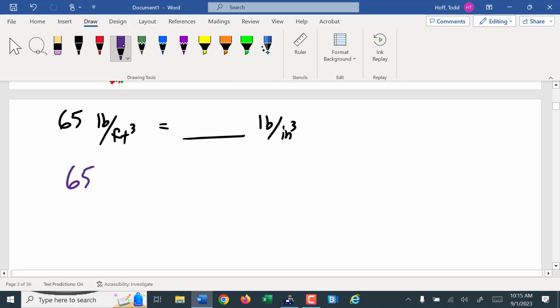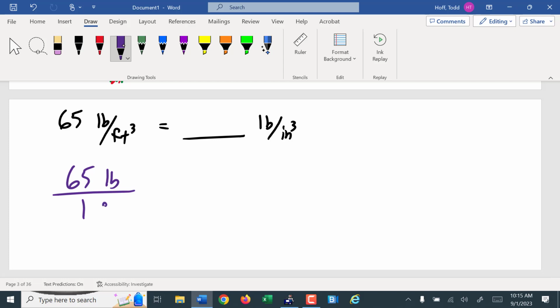We have 65 pounds per cubic foot, which is just 65 pounds over 1 cubic foot. We don't need to change the pounds. We only have to change the cubic feet. So cubic feet is going to go on top, and cubic inches on bottom. And for that relationship, if you don't remember the number, you just do 12 times 12 times 12, which is 1,728.